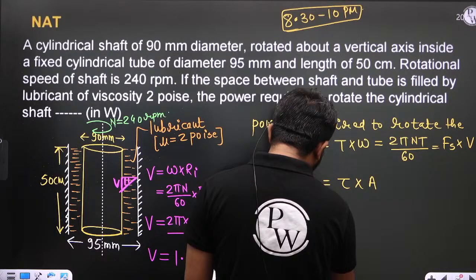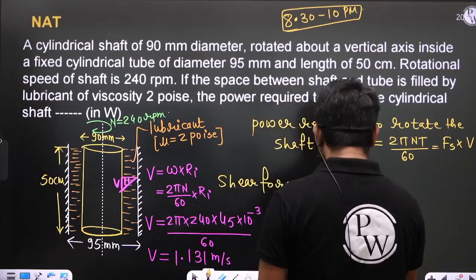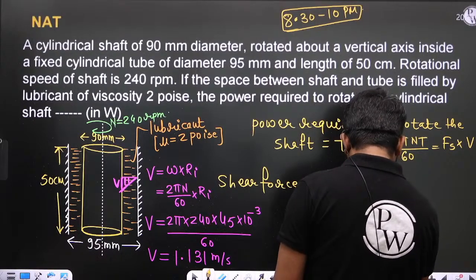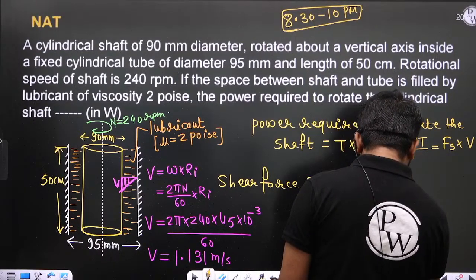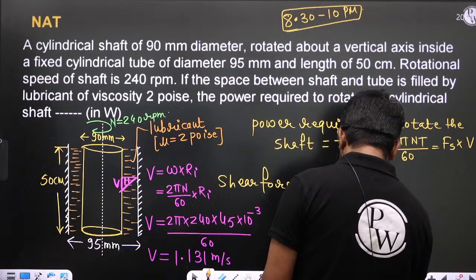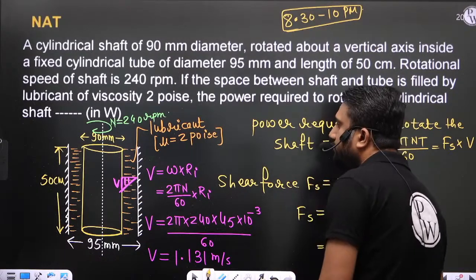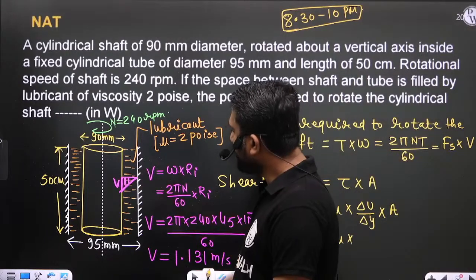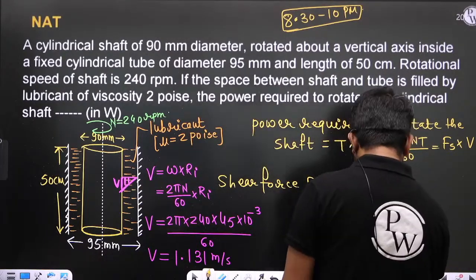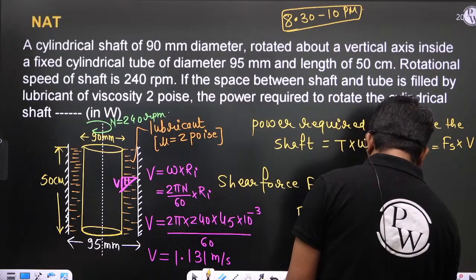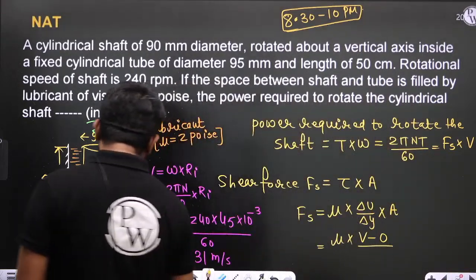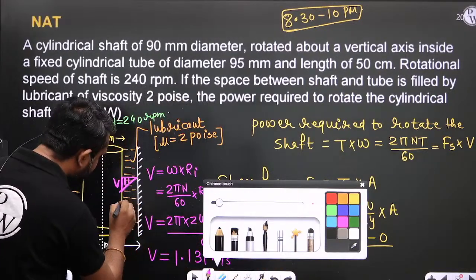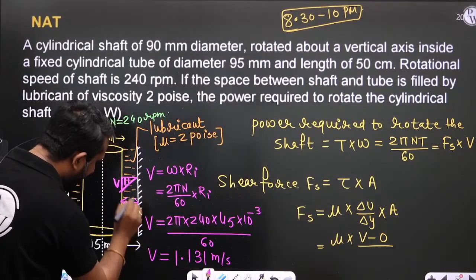So from Newton's law of viscosity, we can write tau as mu multiplied by delta u by delta y into A, right? So mu multiplied by, what is the delta u? This is a linear velocity profile, so simply we can write V minus 0. And what about the gap? This is the gap, h.